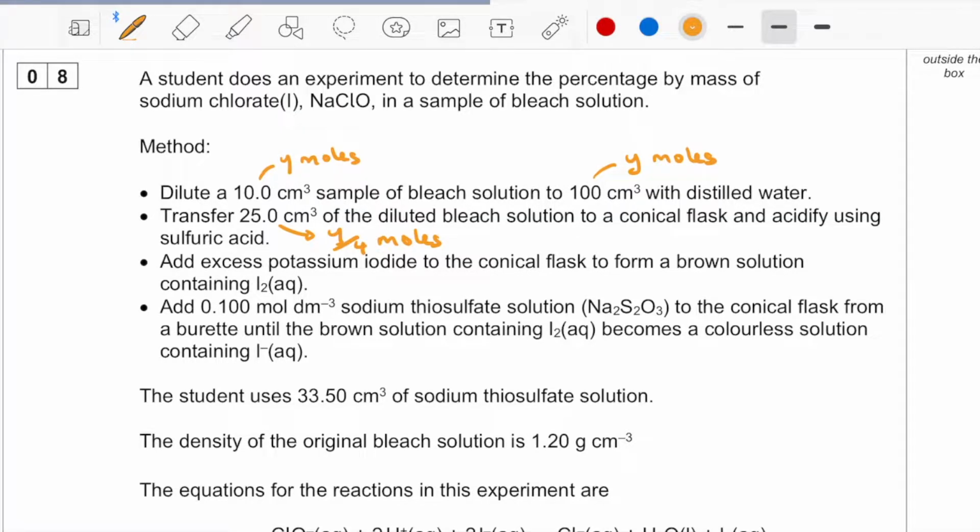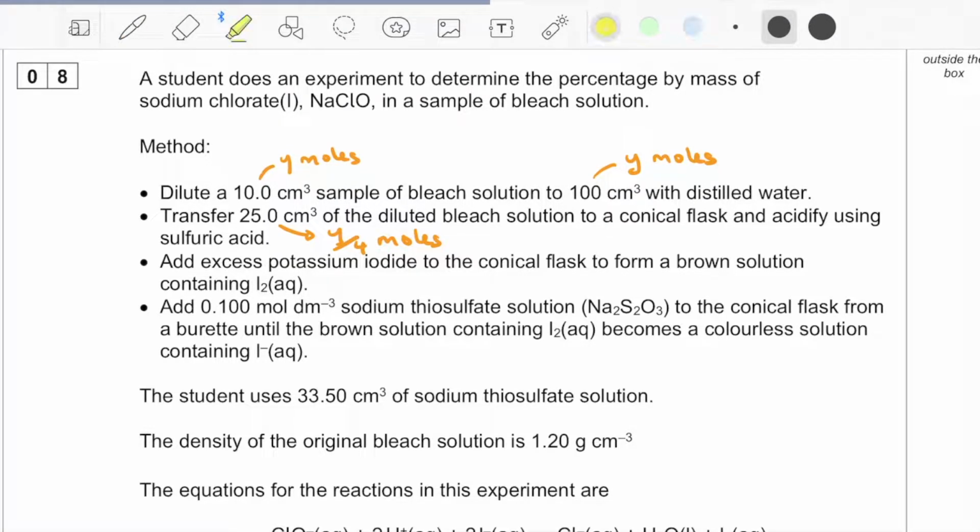Then add excess potassium iodide to the conical flask to form a brown solution containing iodine. And then add 0.1 mol per dm³ sodium thiosulfate to the conical flask from a burette until the brown solution containing I2 aqueous becomes a colourless solution containing I-. The student uses 33.5 cm³ of sodium thiosulfate.